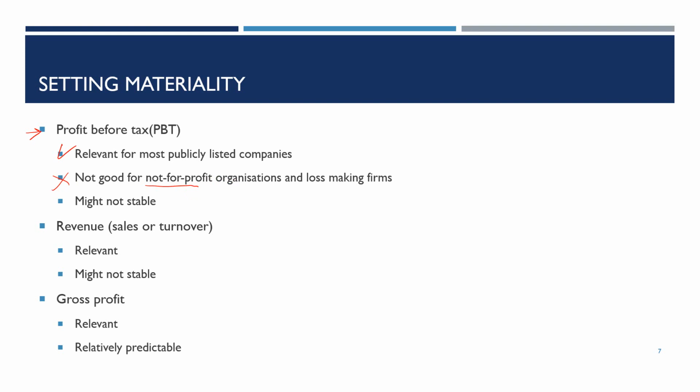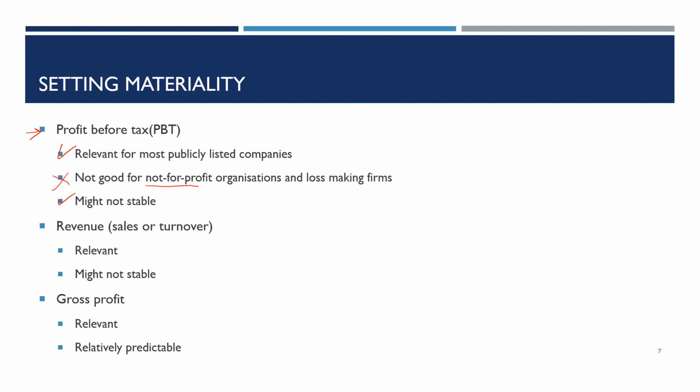For a loss-making firm, profit before tax is not selected as a base because it is going to be a negative figure in the income statement. The other thing, profit before tax is relevant. However, it might not be stable. It can change a lot from year to year. It can go up and down. For an entity where profit is fluctuating a lot from year to year, profit before tax is not an ideal base.